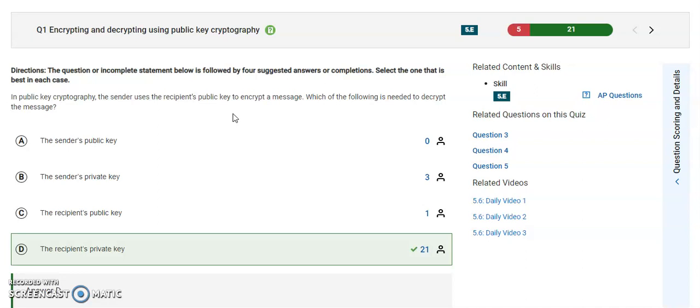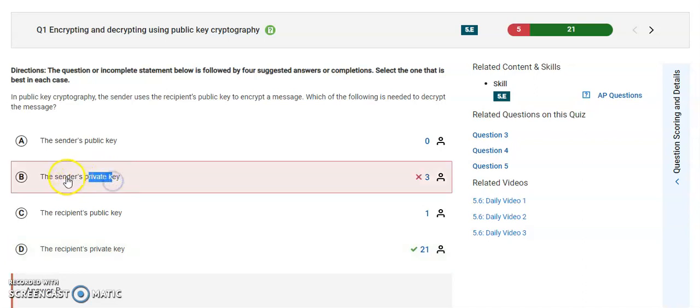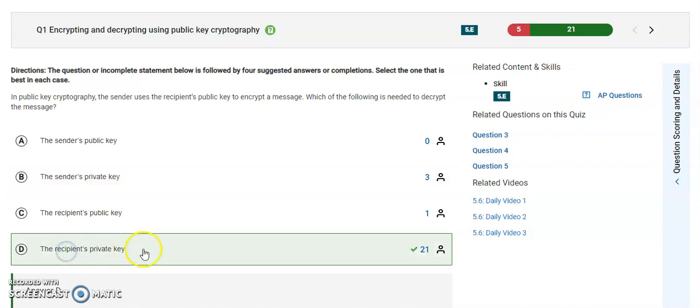When you encrypt a message with somebody's public key, they are the only ones that can read that and decrypt it with their own private key. I think a few people saw the word private key, but notice this one said that it's the sender's private key. It's the recipient, the person who we are encrypting it with their public key. They are also going to use their private key to decrypt that as well.